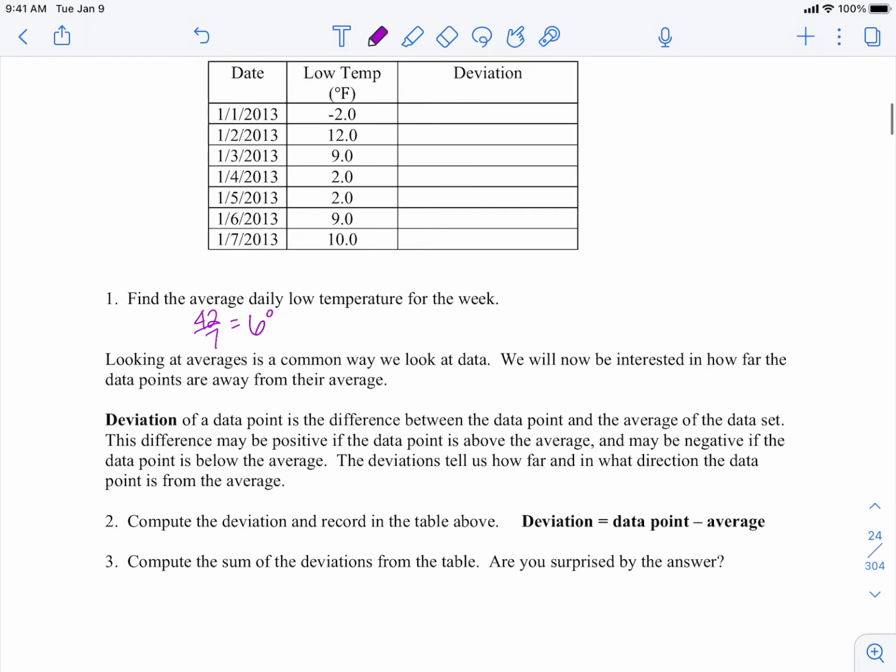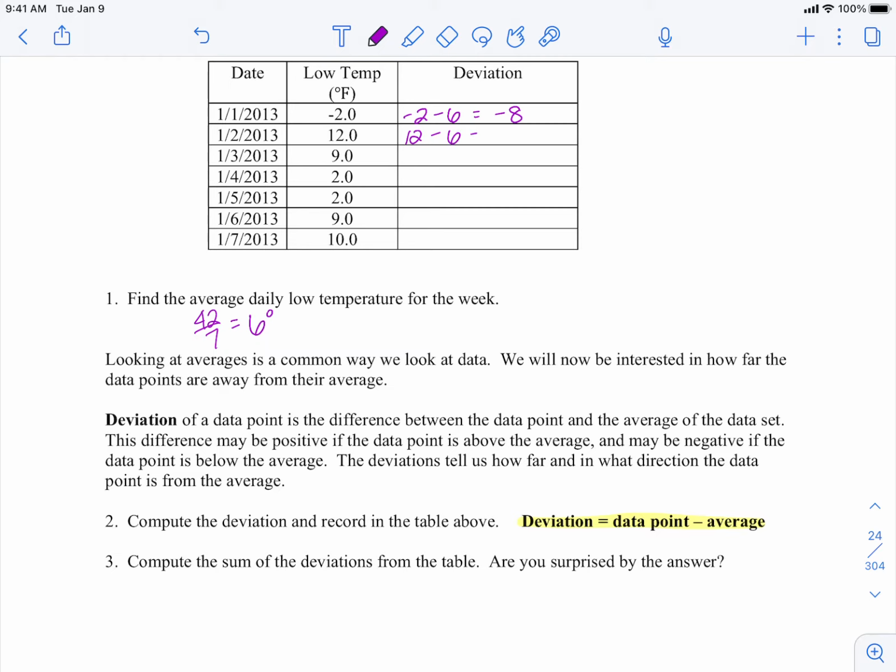We will now be interested in how far the data points are away from their average. So the deviation of a data point is the difference between the data point and the average of the data set. This difference may be positive if the data point is above the average. It may be negative if the data point is below the average. The deviations tell us how far and in what direction the data point is from the average. So we want to compute the deviation and record in the table above. So again, our deviation is the data point minus the average.